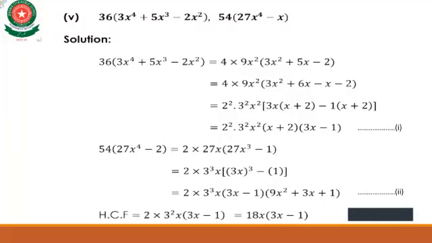You can note in equation 1 and equation 2 what is least common. We may take 2 common because the lowest power of 2 is 1. You can write 2 into 3 square and x also, and in equation 1 and equation 2 you may note that 3x minus 1 is also common. The remaining will be 3 square is 9, 9 times 2 is 18, so 18x minus 1.